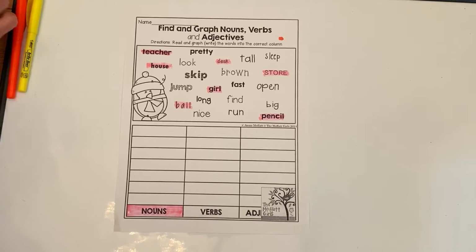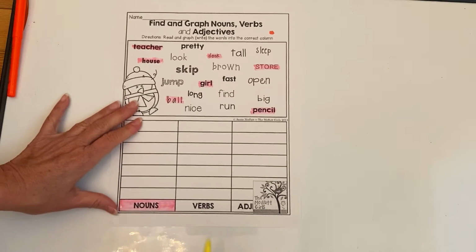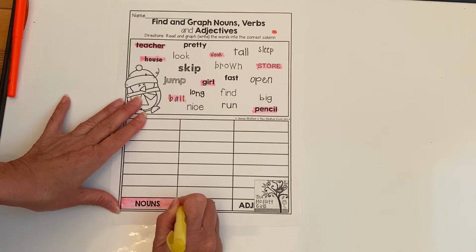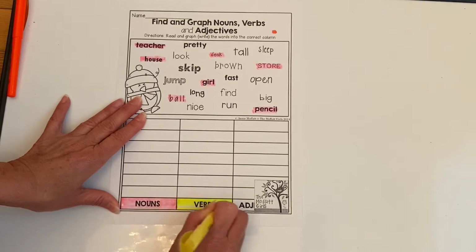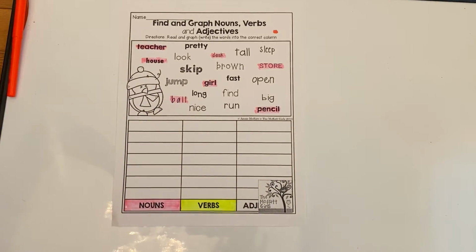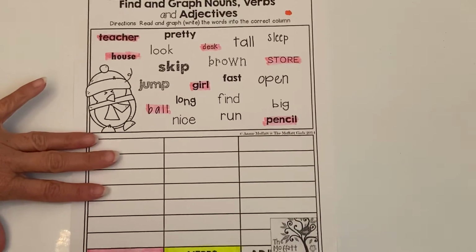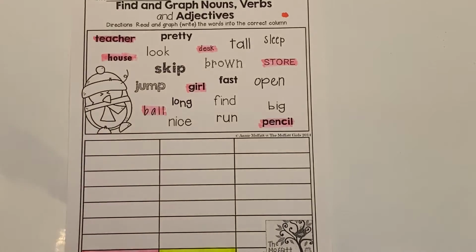All right, now go ahead and choose a different color highlighter. Miss Pam's going to choose yellow. And what I'd like for you to do is go ahead and highlight this rectangle at the bottom where you see the word verbs. So all the words that we see up here that are verbs, Miss Pam's going to highlight in yellow. Again, you may have chosen a different color.